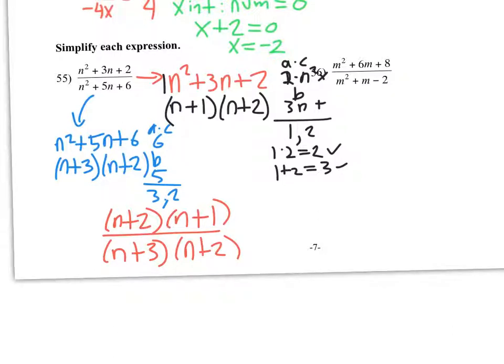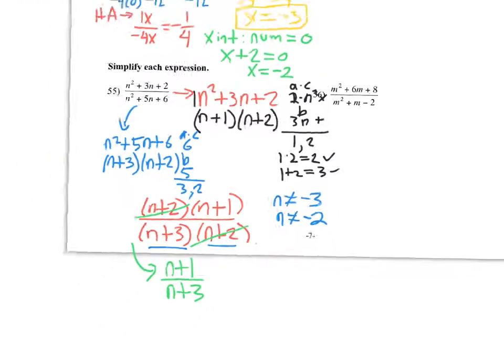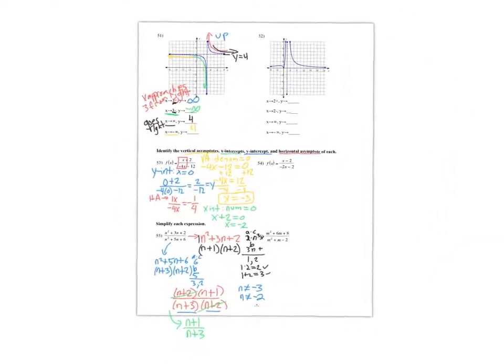We talked a lot about excluded values. I'm going to put those here, but again, you do not need these necessarily on the exam. These are the things that would make the bottom 0, so n equals negative 3 and n equals negative 2 cannot be values. And then finally, we're getting rid of things they have in common. That's n plus 2 and n plus 2. That leaves me with a final answer of just n plus 1 over n plus 3. And that's it for this page.